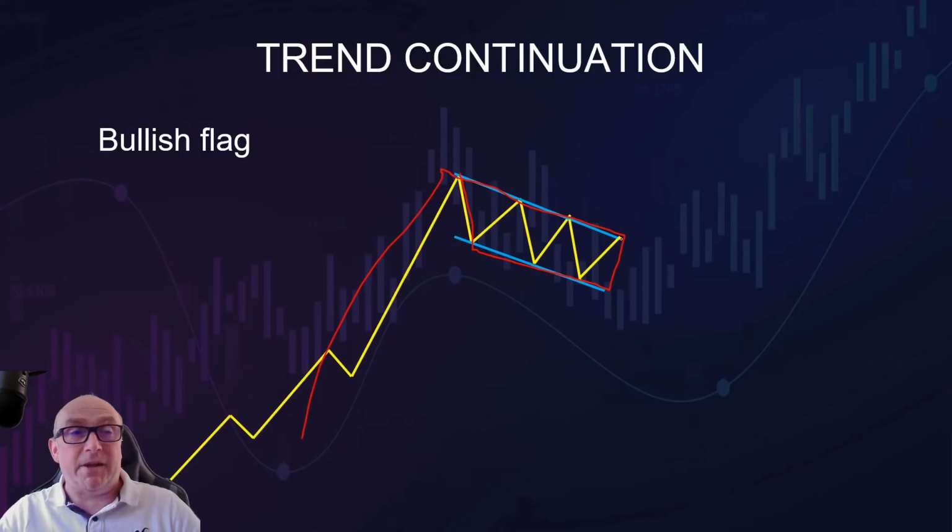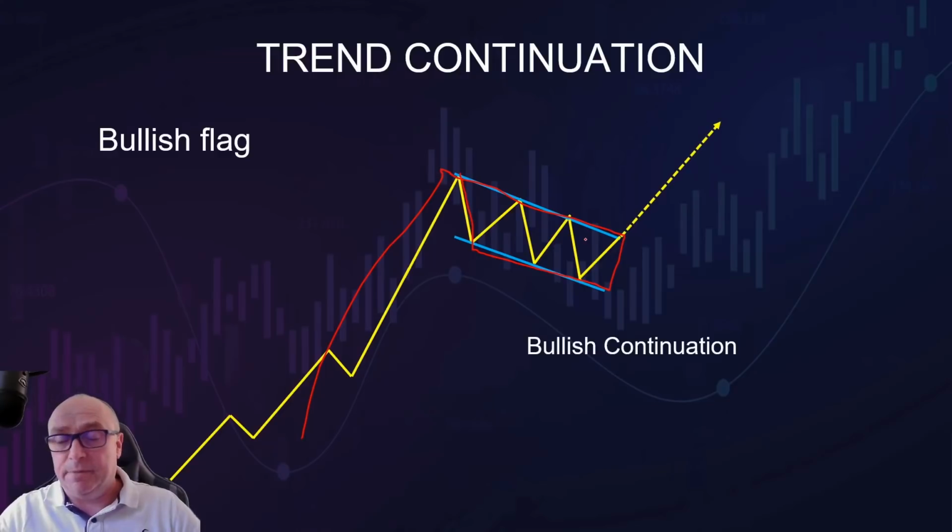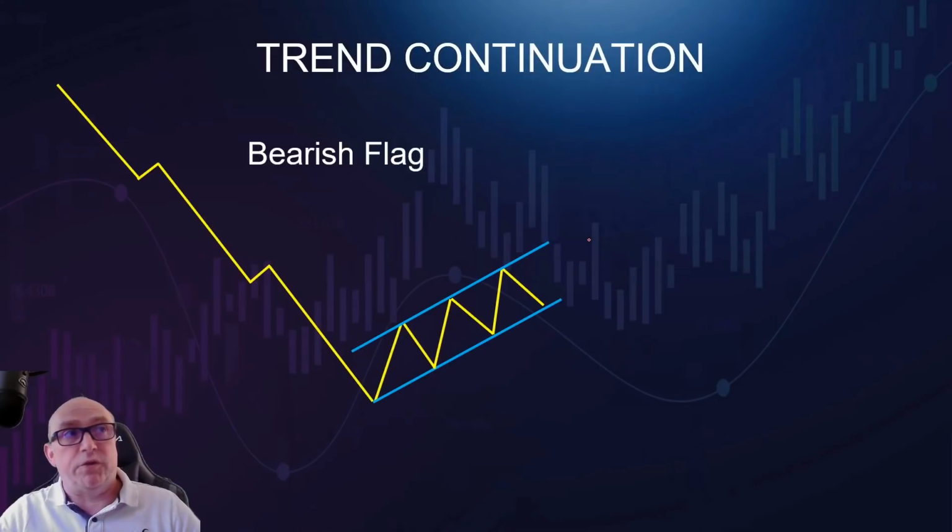If it breaks to the upside, that could be an indication that this trend is now going to continue. Of course, if it just keeps on going down, then you're not going to be trading the flag until it actually breaks the top of the flag structure. And indeed, that would indicate potential then that the trend wants to continue. The bullish flag for bullish continuation. And of course, the same on the downside.